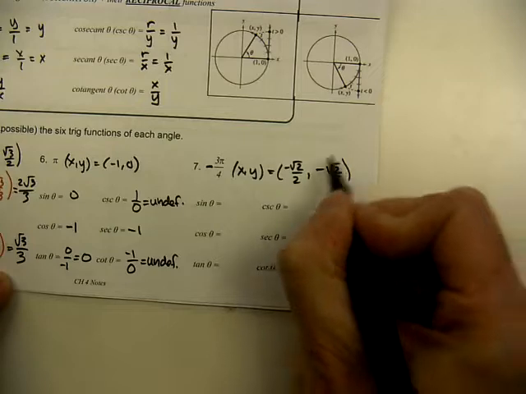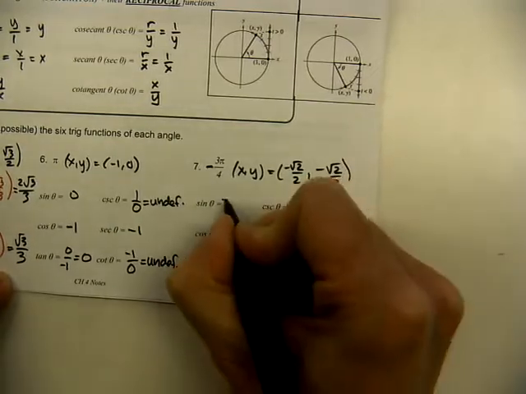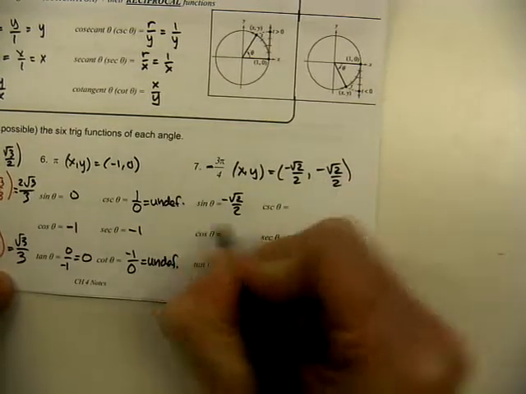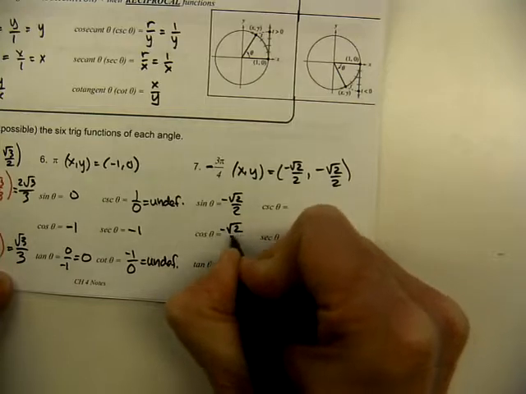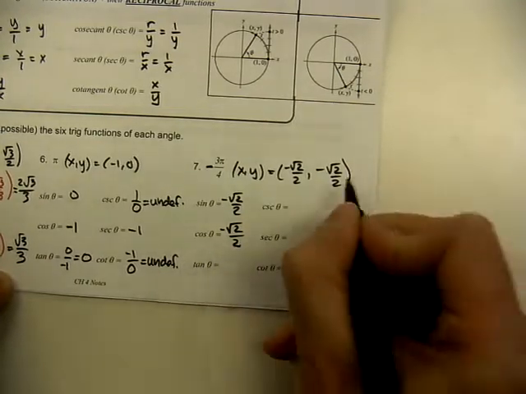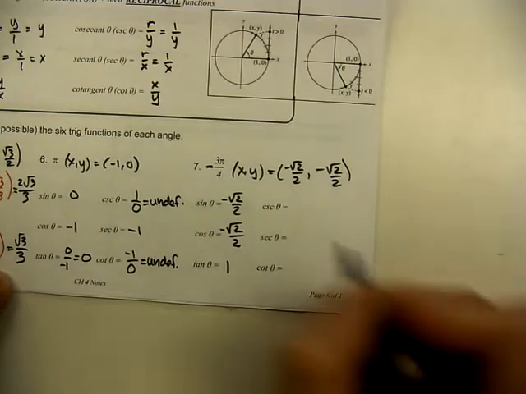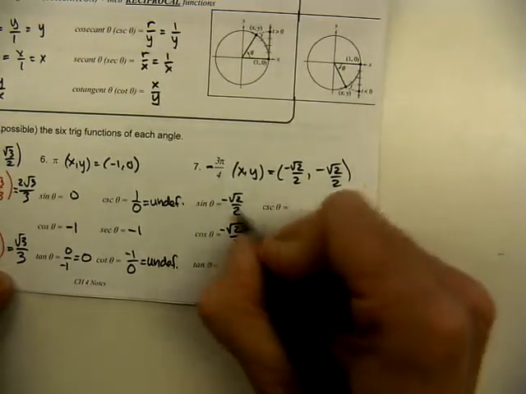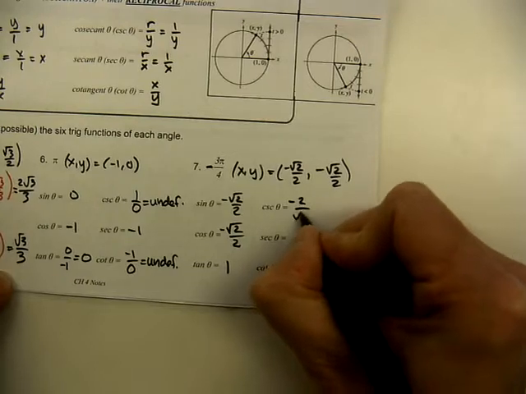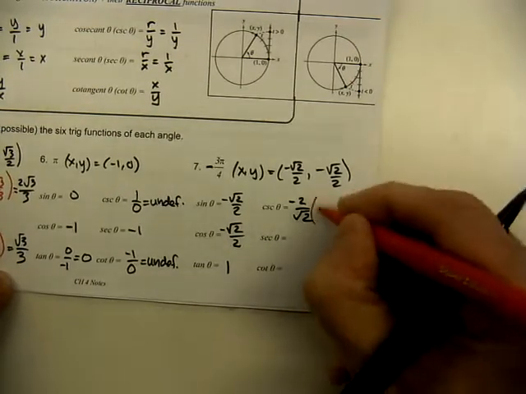Okay, the sine associates with the y coordinate. The cosine is the same. That's the x coordinate. The tangent is y over the x, so they're the same, right? So you'll get a +1 as a result. And then reciprocate each of those. So you flip that upside down, you have a -2 over √2, and again we rationalize.